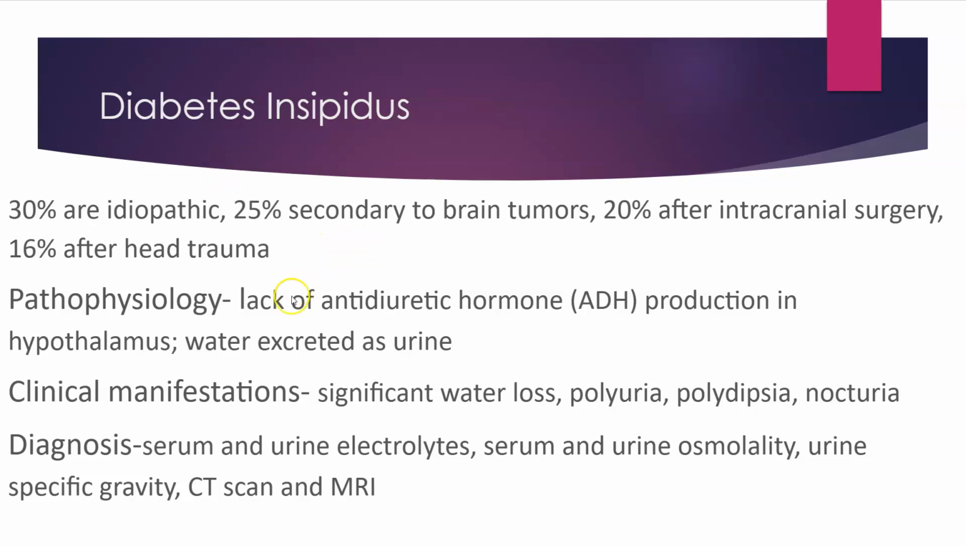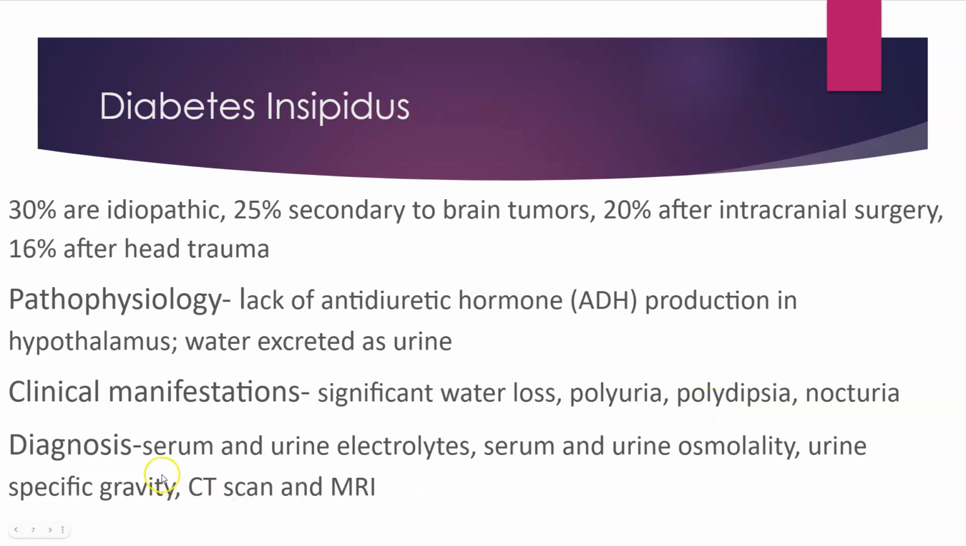So what goes on with this? It's a lack of antidiuretic hormone, and so within that they're excreting lots of urine and they're getting deficient on water within their body. Clinical manifestations: significant water loss, polyuria, polydipsia, and nocturia, so they're peeing all the time, but then they're thirsty with that, so they're drinking all the time.